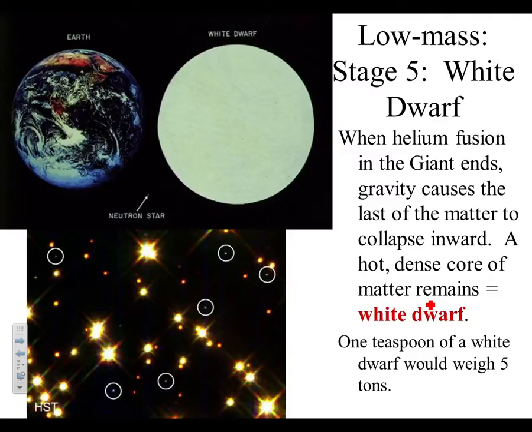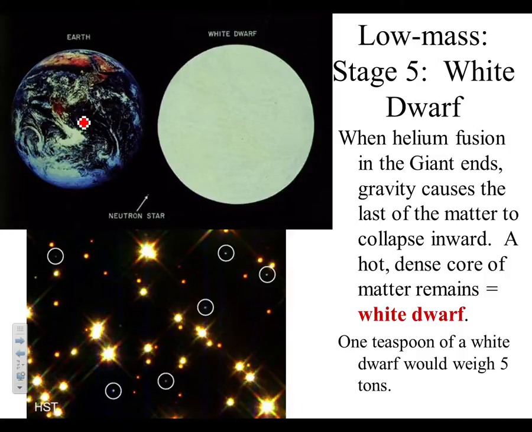We're in the next stage now, and it's going to become a white dwarf. So when the helium fusion in the giant ends, so the helium to carbon ends, gravity causes the last of the matter to collapse inward, and you're left with a hot, dense core of matter, which is a white dwarf. 1 teaspoon of a white dwarf would weigh 5 tons. And this picture shows you how big a white dwarf might be compared to the Earth.